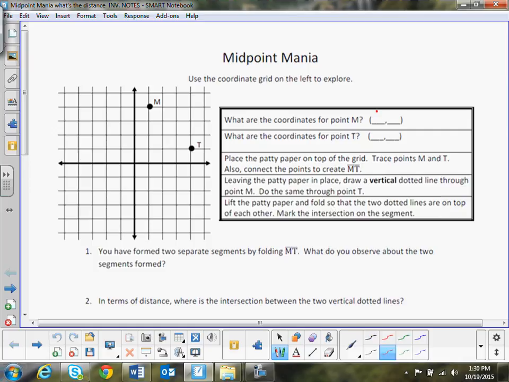1, 1/4? So write that down. Follow along, guys. What are the coordinates of point T? 4, 1.